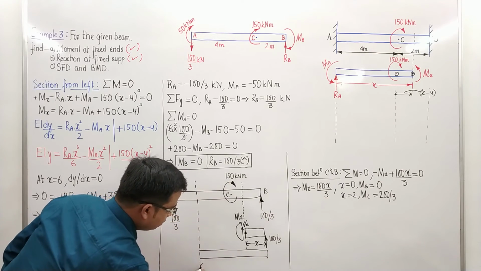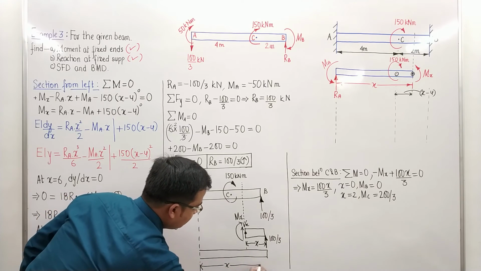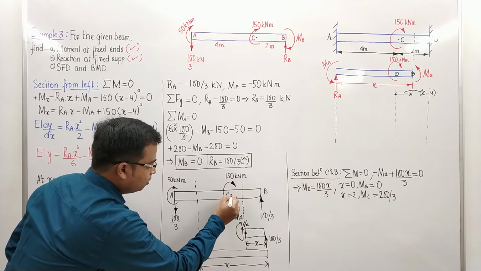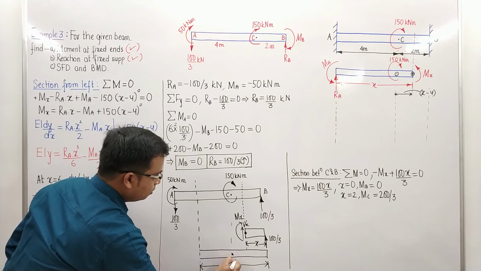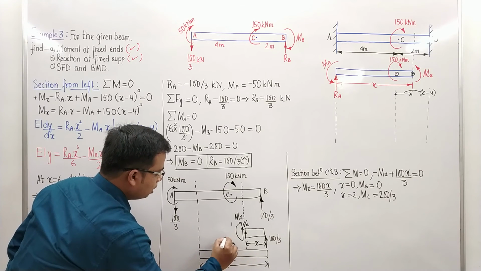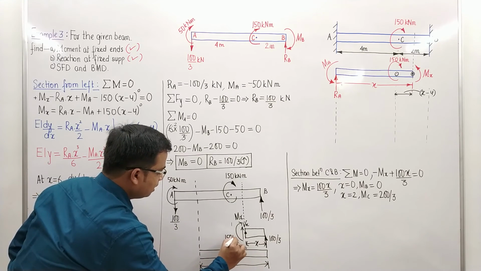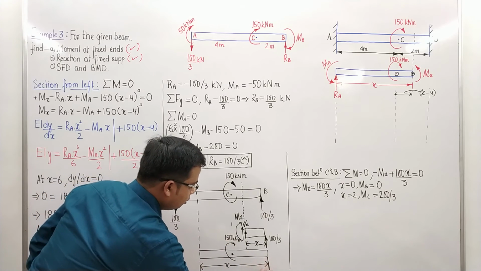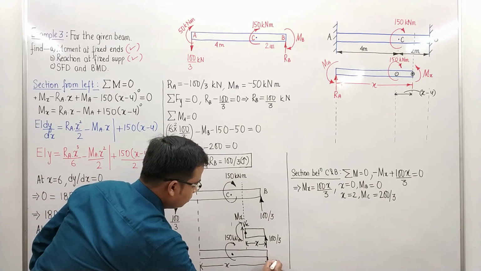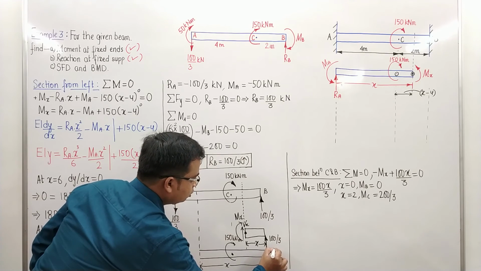So we have taken the section from the right, that's x. Somewhere here you have the clockwise couple. This is 150 kN m. Then you've got this reaction over here. This is nothing but 100 by 3, and then you've got a couple, and this is how much?